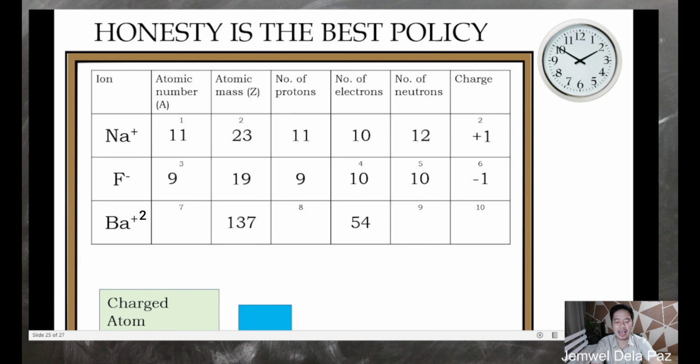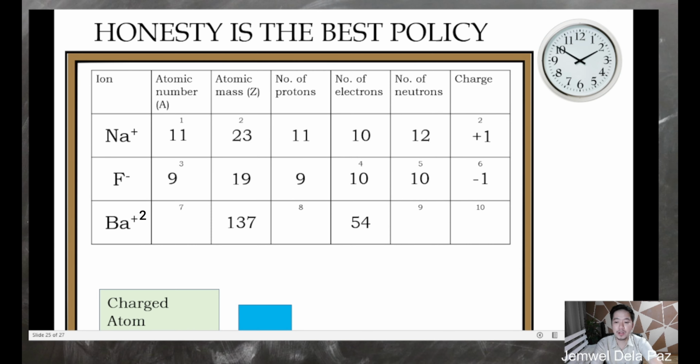Let us analyze why it has a negative charge. First, you can find it in the notation. It says fluoride ion, or F negative. You can also verify your answer by looking at the number of protons and electrons. The number of electrons is greater than the number of protons by 1. Since electrons are negative and the number of electrons is greater than the number of protons, the charge is negative.